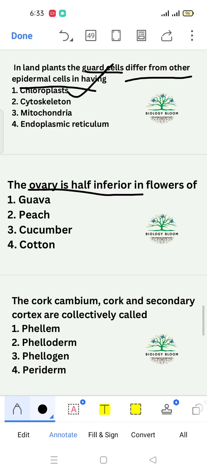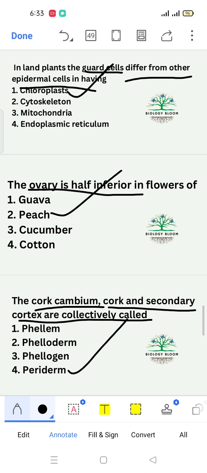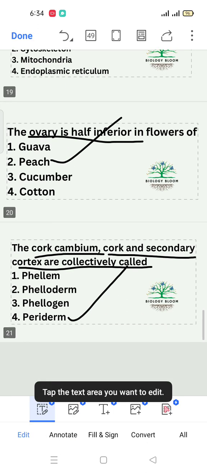Ovary is half inferior in flowers of peach. Peach belongs to Rosaceae and it is the characteristic of Rosaceae, ovary half inferior, half superior. Cork cambium, cork and secondary cortex are collectively known as periderm.